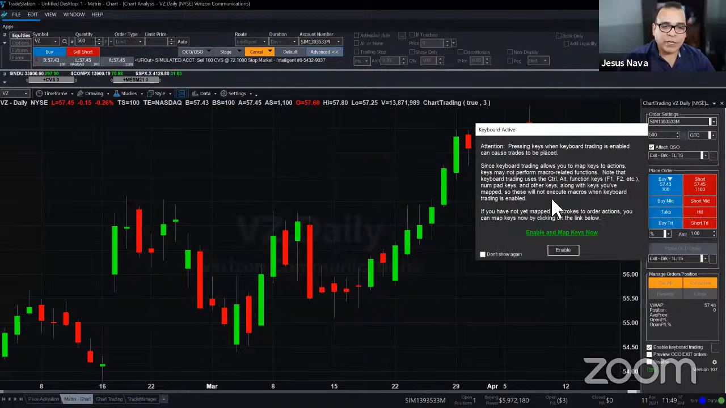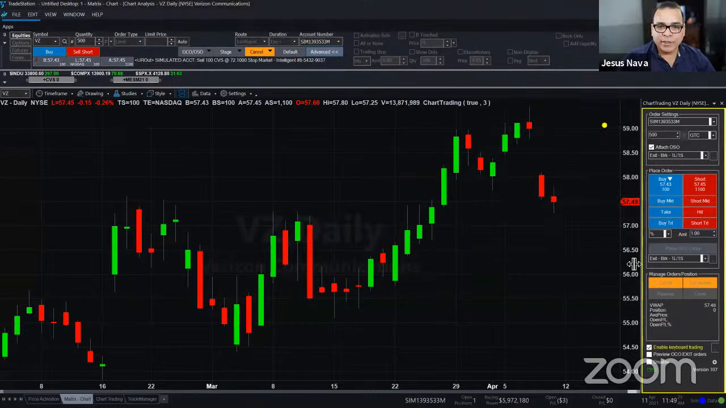When you enable keyboard trading, you get this type of disclaimer, and just read it and enable it. Keyboard trading is on when you see this yellow outline around the trade bar, and you also see this yellow circle on the top right corner of the chart. It means that you've turned on keyboard trading. Keyboard trading, again, is the checkbox right here at the bottom.